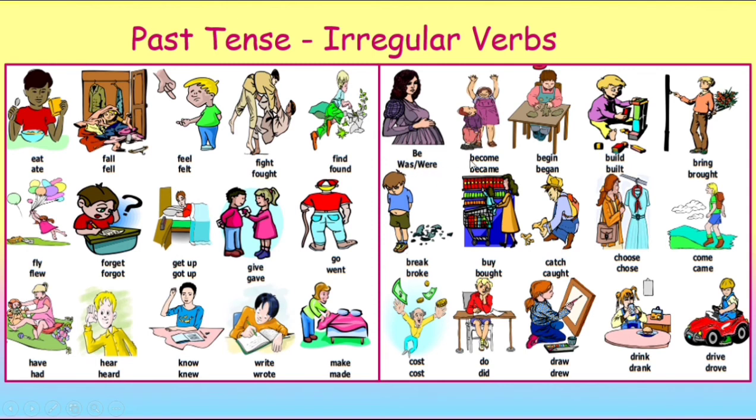Was, were, become, became, begin, began, build, built, bring, brought, come, came, choose, chose, catch, caught, buy, bought, break, broke. Cost does not change. It remains as cost. Do, did. Draw, drew. Drink, drank. Drive, drove. So these are some of the irregular verbs. I would like you to list it down and learn it so that you will not make a mistake.